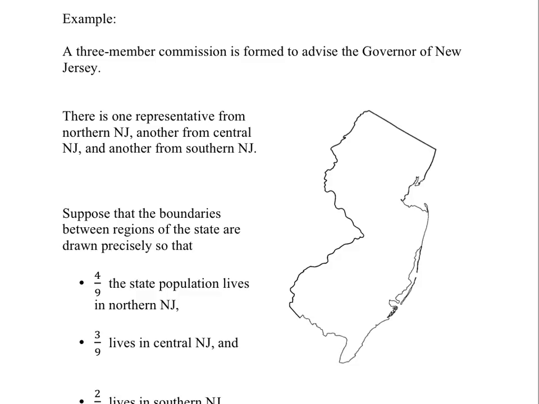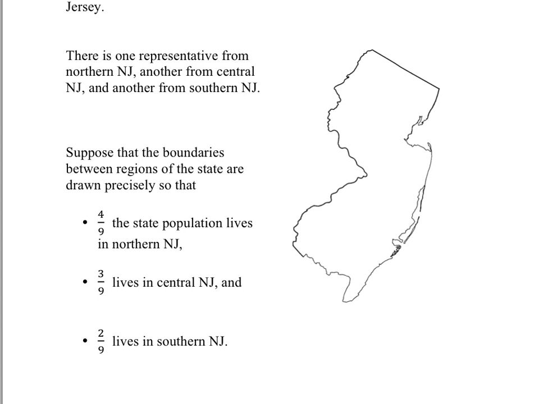A 3-member commission is formed to advise the governor of New Jersey on various matters. There is one representative from northern New Jersey, another from central New Jersey, and another from southern New Jersey. Suppose that the boundaries between these regions are drawn precisely so that 4/9 of the state population lives in northern New Jersey, 3/9 in central New Jersey, and 2/9 in southern New Jersey.